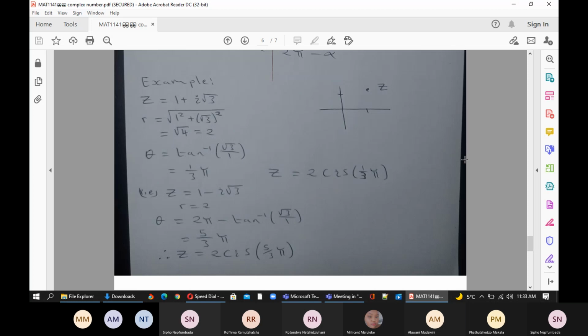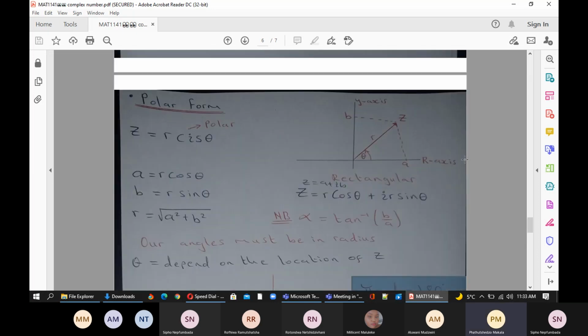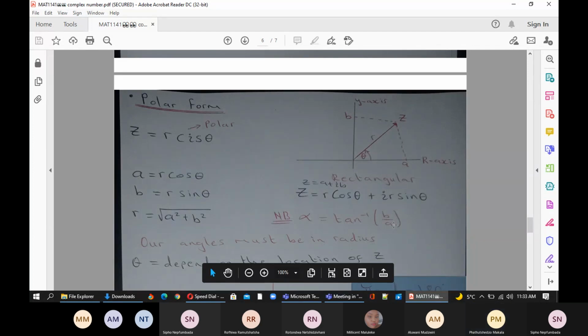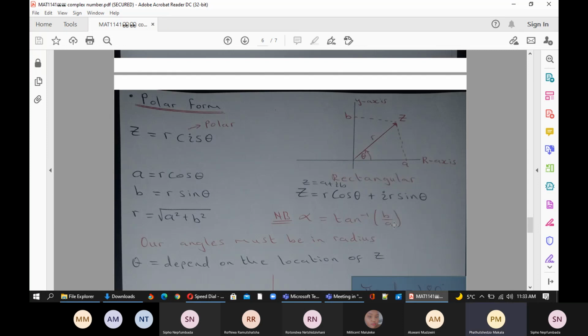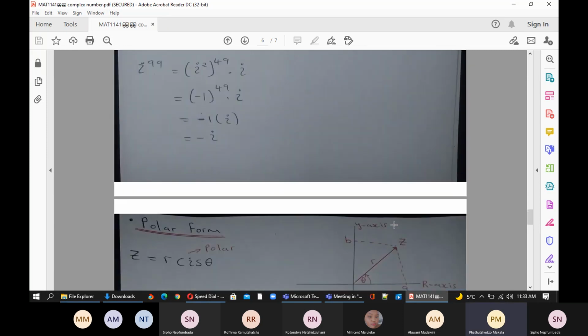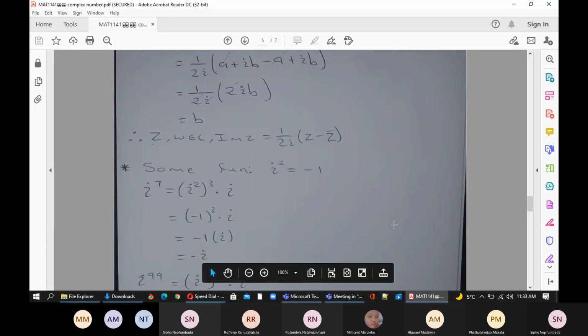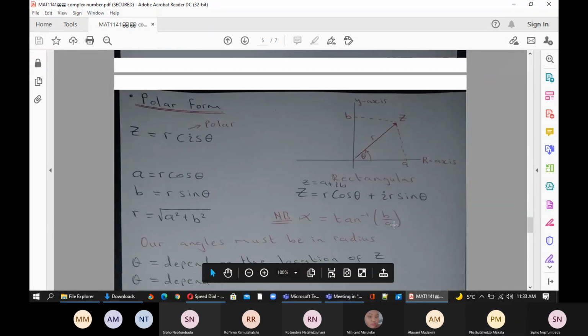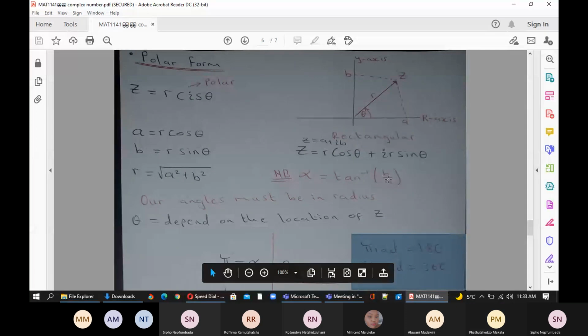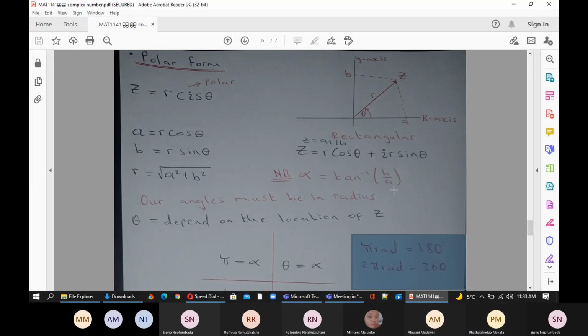So theta is equal to, hello? Theta is equal to what? Arctan of A over B. Can you see that? All together, arctan. Where A and B are here on the Z.